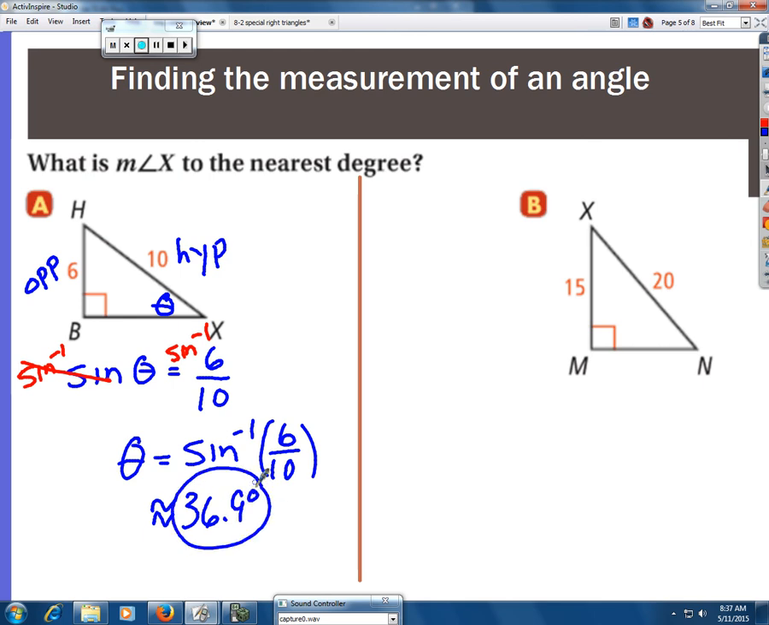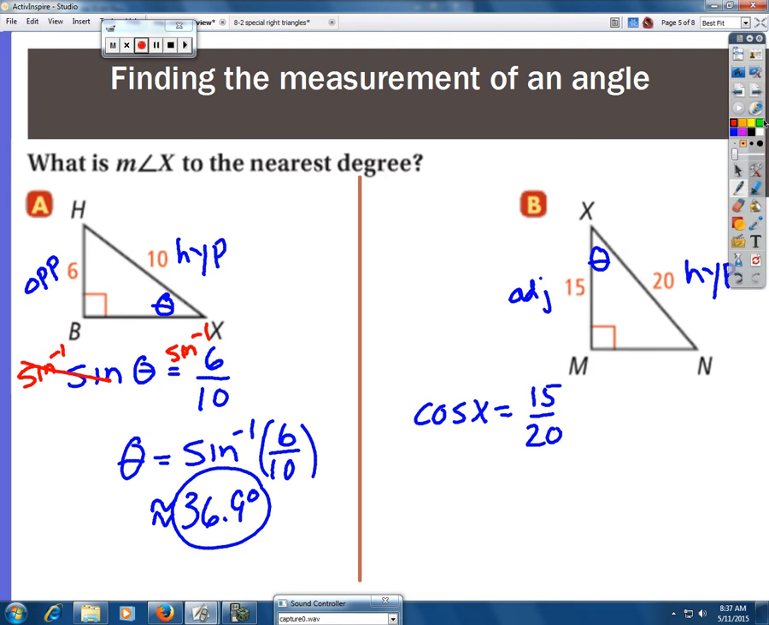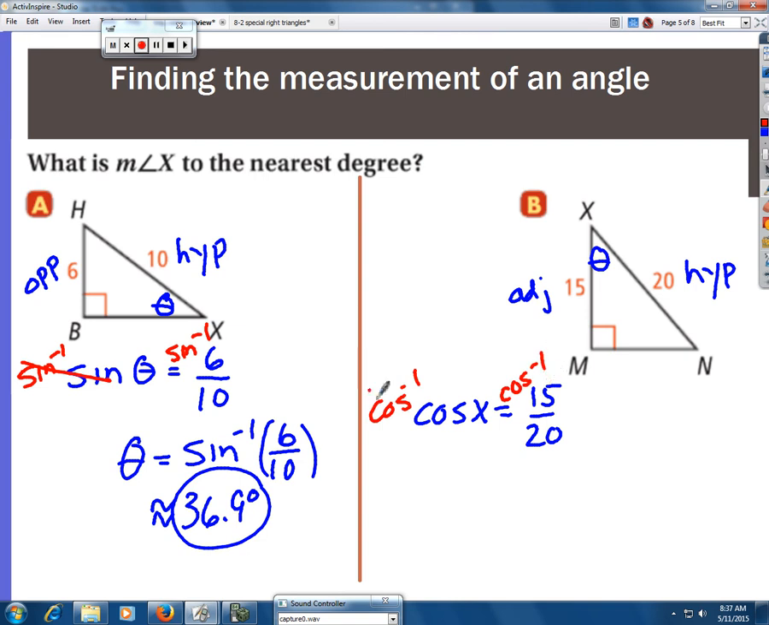And the second one, we also want x. X is my theta. So let's see, I have adjacent this time, and hypotenuse, which tells me cosine. So cosine x equals adjacent over hypotenuse, or 15 over 20. I take the inverse cosine, that cancels this out, and I just have x. I guess I used theta in the other one, I'm sorry.